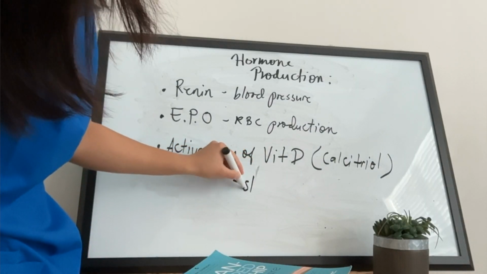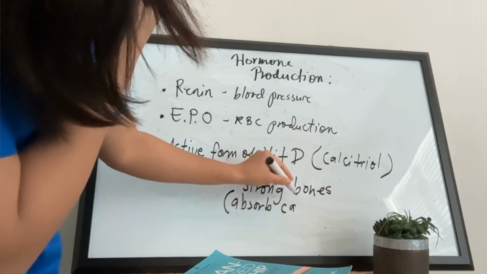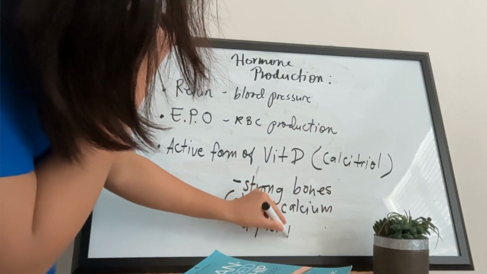Erythropoietin, or EPO, stimulates red blood cell production in the bone marrow. This is also why chronic kidney disease often causes anemia. Lastly, the active form of vitamin D called calcitriol helps the body absorb calcium and phosphorus from our food, and it's critical for strong bones. This is also why some people with kidney problems end up having weak bones.